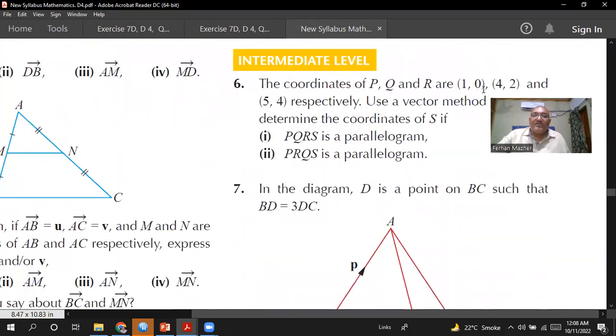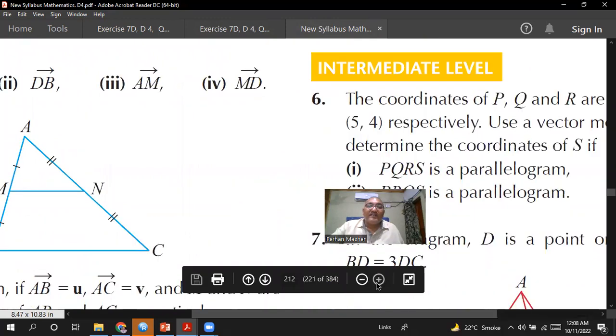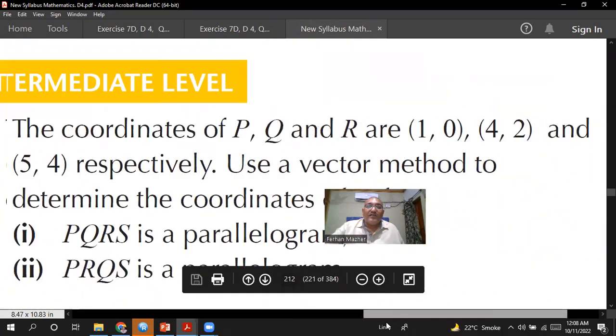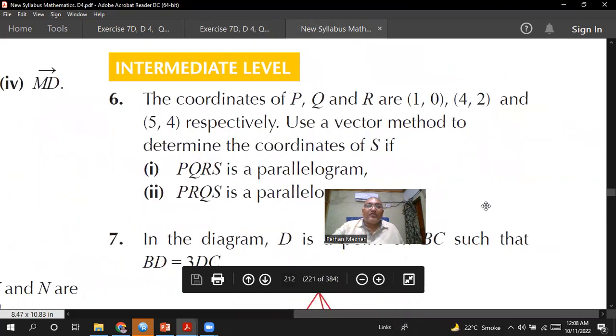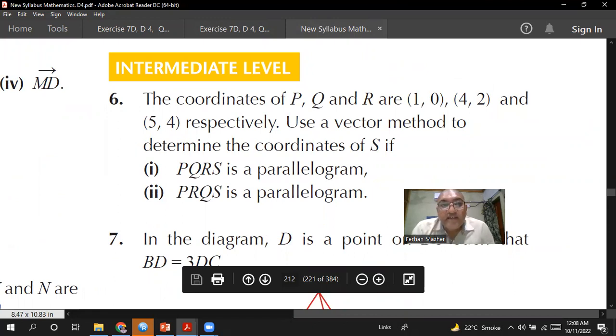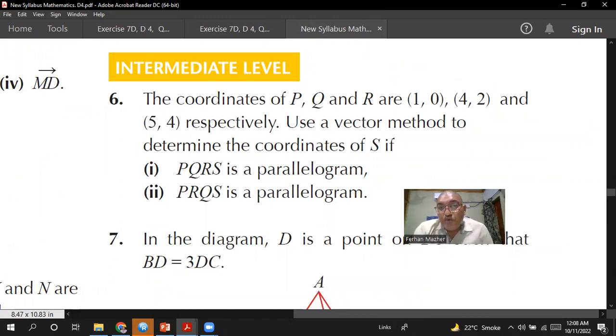Okay. So we have the question number 6 on your screen. He says, the coordinates of the P, Q, and R are 1, 0. That's the coordinates of P. 4, 2, that's the coordinates of Q. And 5, 4, that's the coordinates of R, respectively. Use the vector method to determine the coordinates of S if the PQRS is a parallelogram.